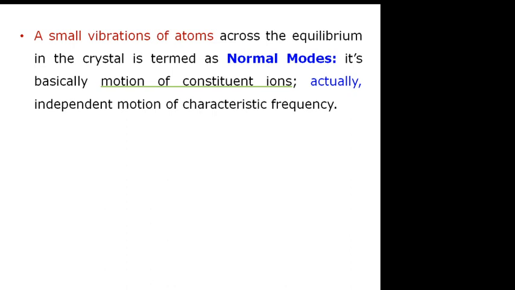Basis is a group of atoms. So a group of atoms which are periodically repeated in the space, and this periodic repetition gives us the crystal. So in a nutshell, lattice plus basis makes a crystal. Very short and very sweet definition.